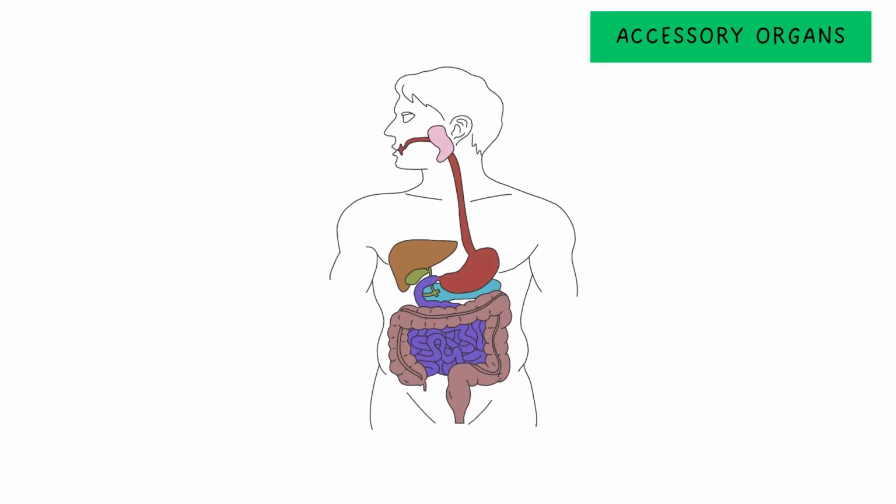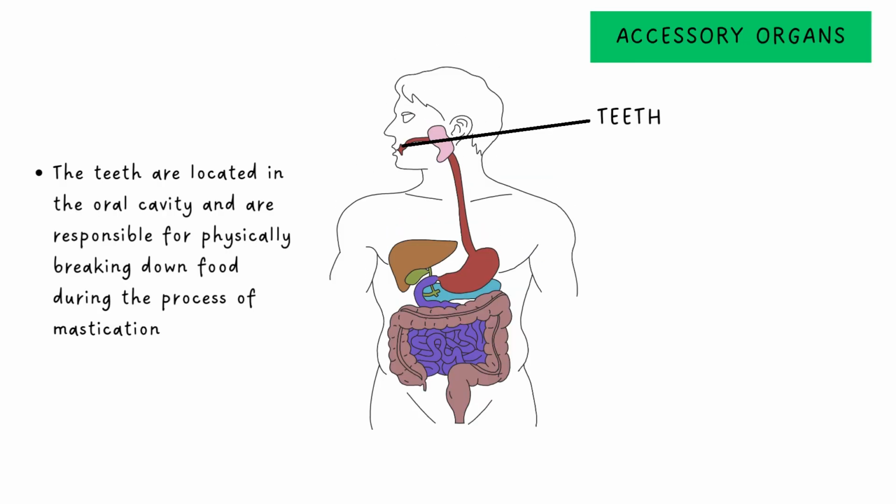So now we move on to looking at the accessory organs of the digestive system. First up, we have the teeth, which are located in the oral cavity, and they are responsible for physically breaking down the food during the process of mastication.